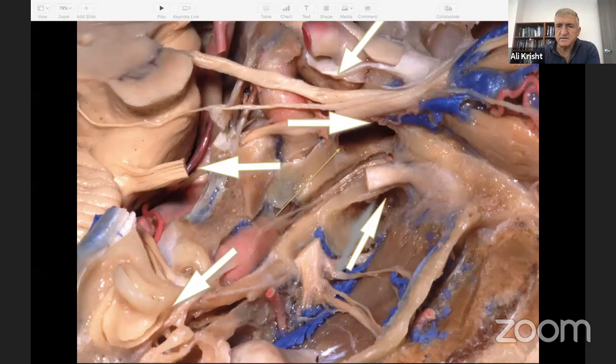If you don't know this distribution, what's going to happen is you're going to miss tumor behind. I always say when I'm operating on these tumors, the tumor can try to hide from me, but it will never be able to, because I know where it goes to.